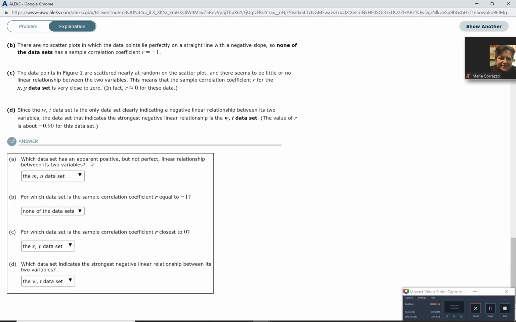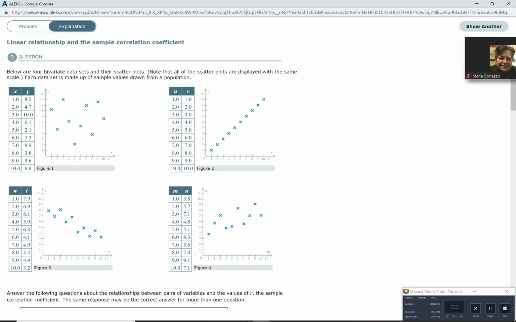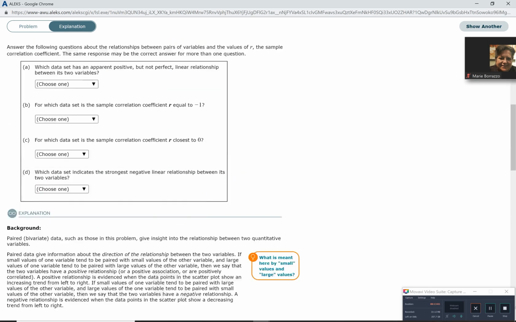Which data set has an apparent positive, but not perfect linear relationship? So let's go back to the top. MN at the bottom right hand side is definitely positive but not perfect. UV, however, is perfect.